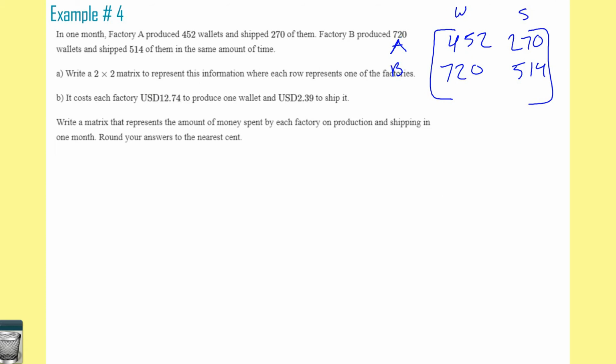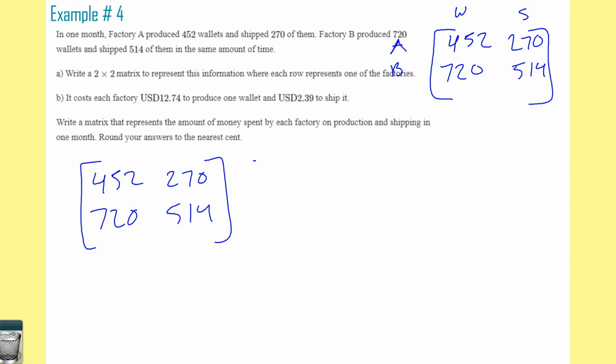All right, so it costs each factory to produce one wallet and that much to ship it. So we want to multiply. We have 452. I guess I should have written it down here, but you know, lessons learned. Okay, and then we're going to multiply the wallet by 12.74. All right, that's how many I made. That's how much each one cost me. Then shipping times how much it costs for each one to ship.